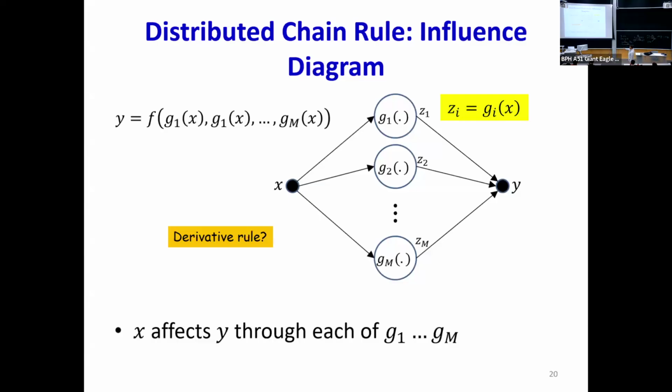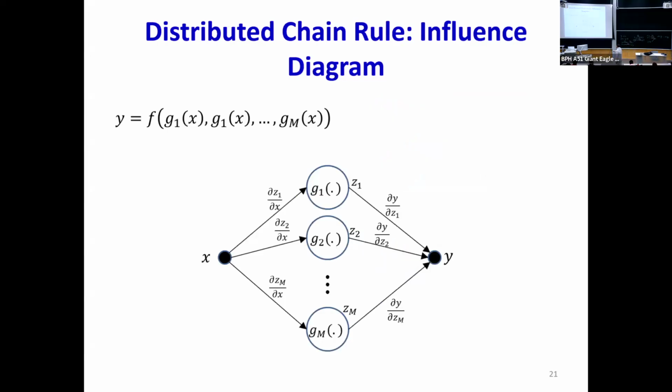Right. And those edges are going to carry the derivatives. The edge from Z1 to Y, where Z1 is simply g1, is going to have the partial derivative of Y with respect to Z1. The edge from Z2 to Y is going to have the partial of Y with respect to Z2, and so on. And the edge from X to any Z is going to be the partial derivative of Z with respect to X. Again, is this picture making sense? Guys on Zoom, is this making sense? Hi, Professor. Yes, it does make sense.